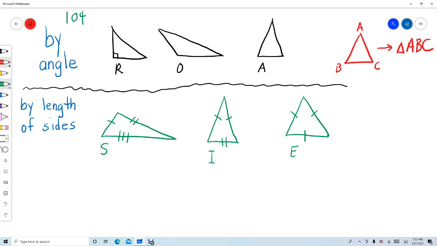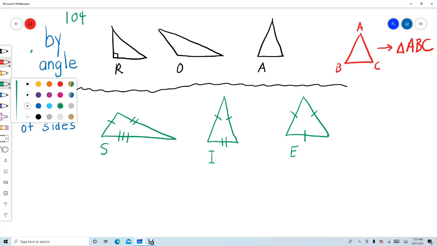All right, so lesson 104 deals with triangles, classifying them by their angles, and also classifying them by the lengths of their sides. So let's start with the top here. How do we classify triangles by their angles? Triangles can be classified by one of three types of triangles.